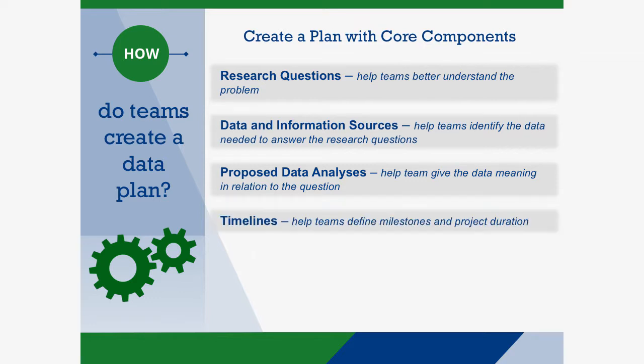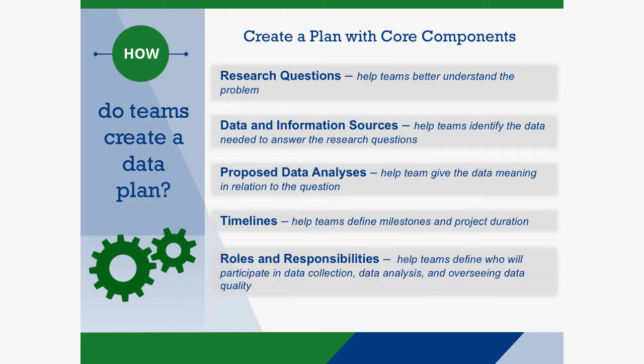The last 2 components are timelines and roles and responsibilities. Timelines help teams define milestones and determine how long it will take to do the work. This timeline may vary depending on many factors, including the capacity of the team, the data sources that are available, and experience with this process. Defining roles and responsibilities helps the team identify who will participate and lead data collection, analysis, and data quality decisions. Formulating a data plan with these core components helps provide structure and guidance to get the team from identifying a problem to determining root cause or causes.